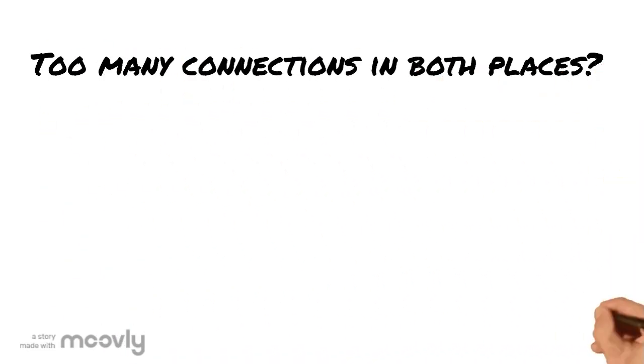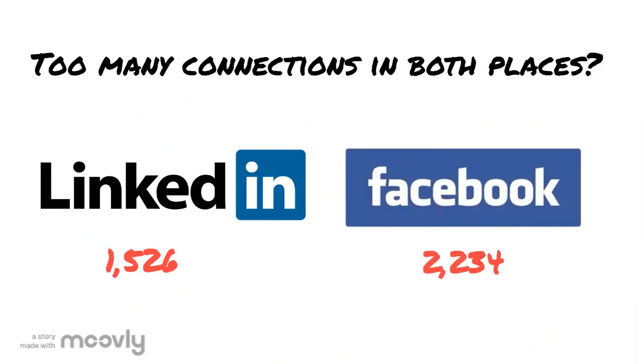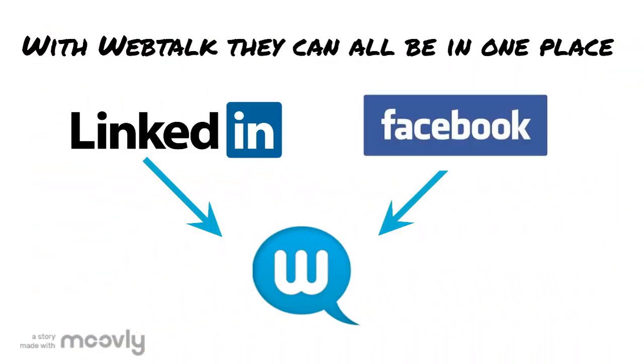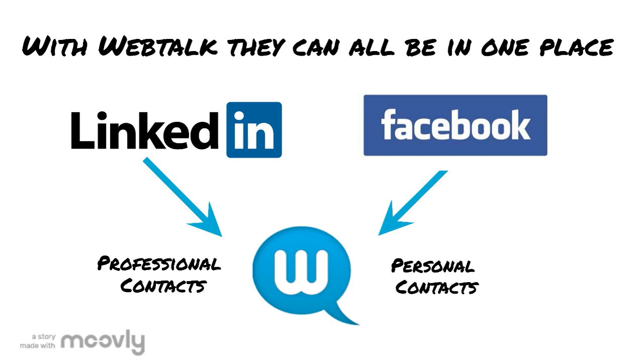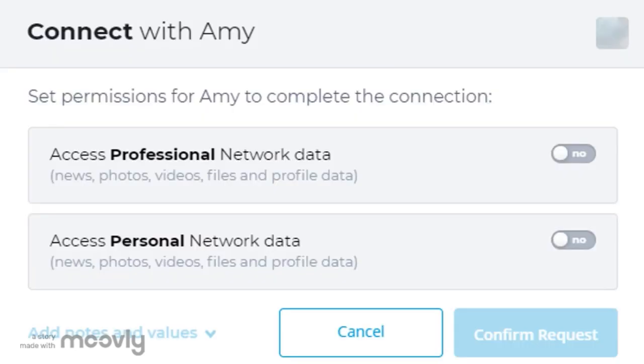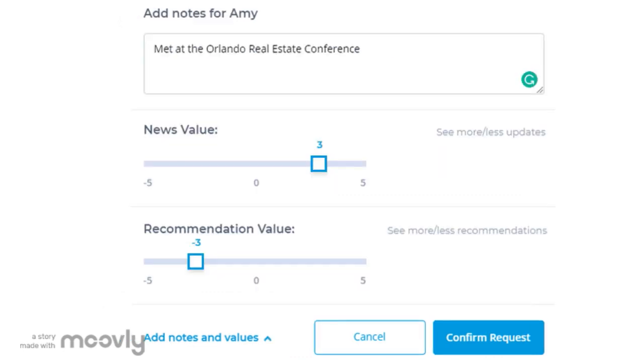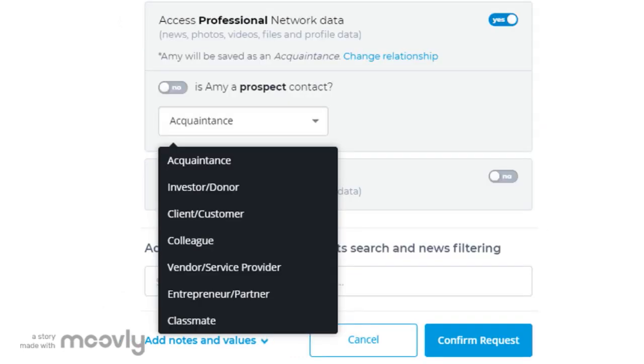Like most of us, you have too many connections on LinkedIn and Facebook, and you're looking for a better way to manage them all. With Webtalk, you can do just that. In one place, you can differentiate between professional contacts and your personal contacts, and you can also control which version of your profile they get to see. You can add searchable tags, you can even control how important they are to you, whether or not they're going to show up on your newsfeed, and also use it as a CRM for your business purposes.